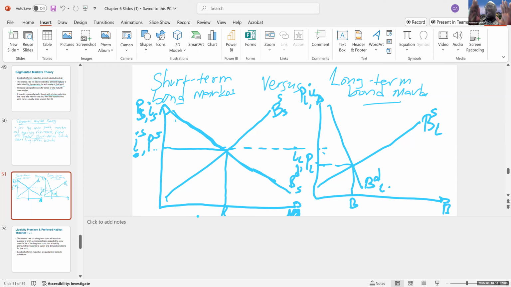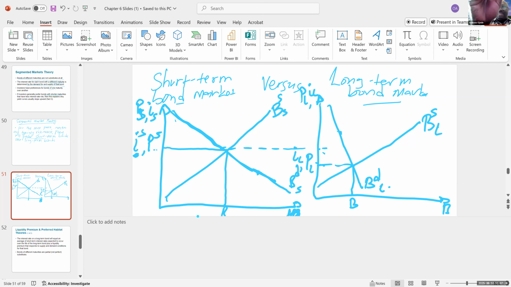So let me repeat that again. According to the segmented market theory, bond investors prefer a bond of a different maturity over another. But typically, they're risk averse. They prefer short-term bonds over long-term bonds. If they prefer short-term bonds over long-term bonds, it means the demand for short-term bonds is larger than the demand for long-term bonds. How do we know that?